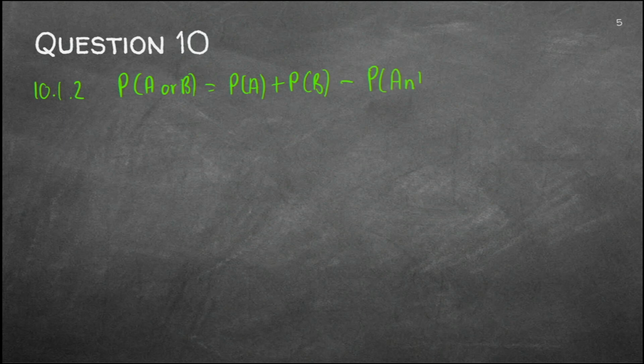Well, I would prefer to use the equation that says the probability of A or B is equal to the probability of A plus the probability of B minus the probability of A and B. So that equation is on your formula sheet. And now I just substitute the values that I do have. So I have a third plus 3/4 minus the quarter we just calculated. And the final answer would be 5/6.